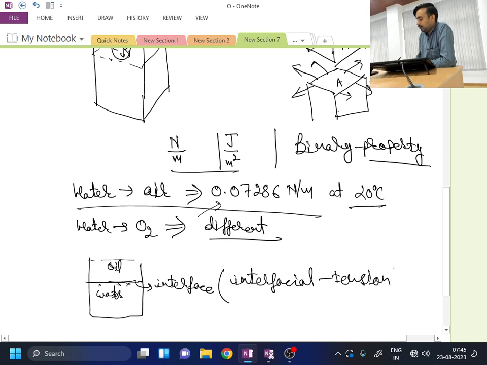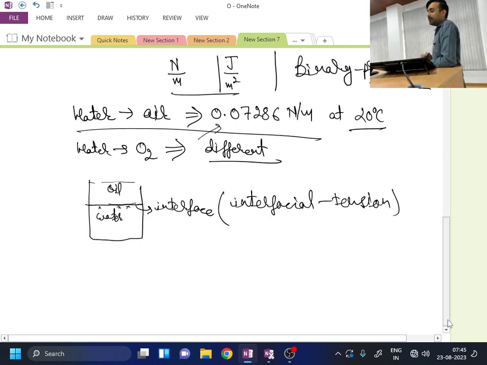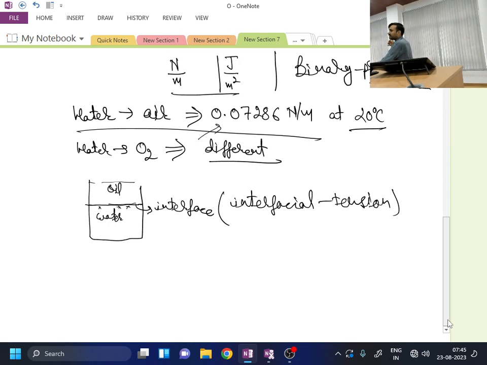Okay, so this is an important point: the property of surface tension. We refer to surface tension whenever we have a liquid whose free surface is present in the surroundings of air. But if we have a liquid and its free surface is present in the surroundings of another liquid, then we call that the interfacial tension.